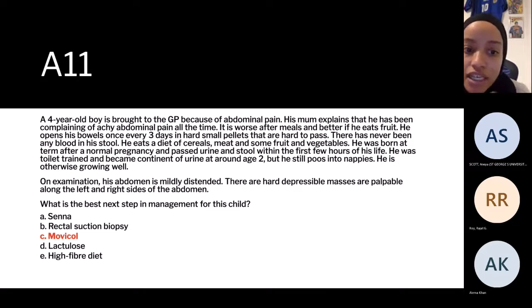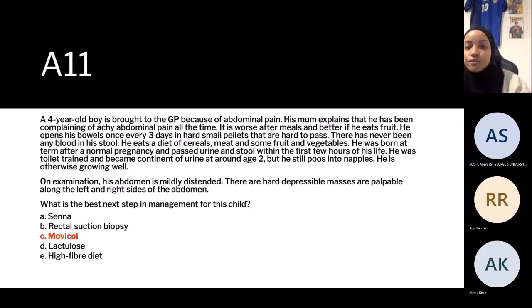And in terms of why you wouldn't give high fiber diet, that's because he kind of already is having a fiber diet. So he's having some fruit, he's having vegetables, cereal as well. So he's having some fiber diet. It's now going on to a next step where you need to give him something to relieve him from the constipation. So yeah, you would give them Movicol. Lactulose is something you'd give later on.